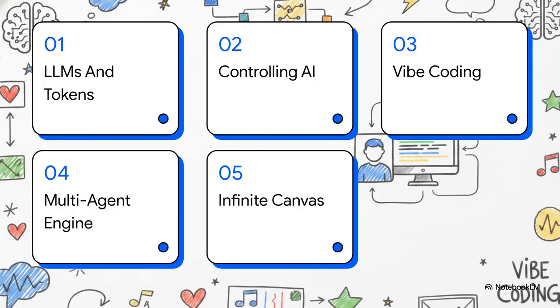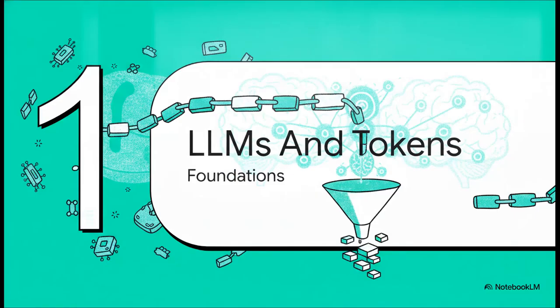Here is our roadmap for today. First, foundations, LLMs, and tokens. Second, controlling AI, temperature settings. Third, the vibe coding revolution. Fourth, Ajath's multi-agent engine. And finally, the infinite canvas workflow. Okay, let's jump right into Section 1.